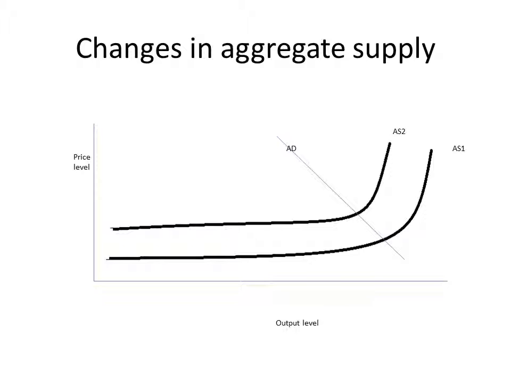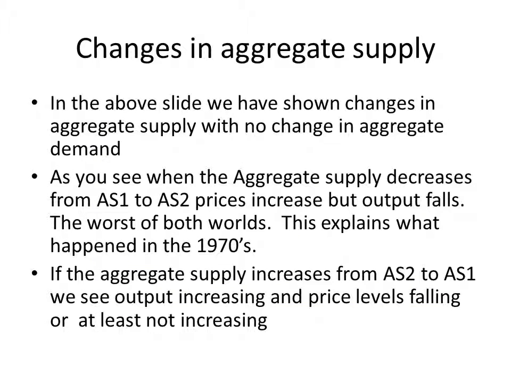If we shift it to the right, we get a situation where price levels fall and output levels rise. This is obviously a much better outcome than the previous one, but we can see that shifting of aggregate supply does in fact impact the economy in a positive way if we shift it to the right. It doesn't if we shift it to the left. Some people have argued this really explains the 1980s, where we got pretty stable prices, but we had huge increases in output levels.